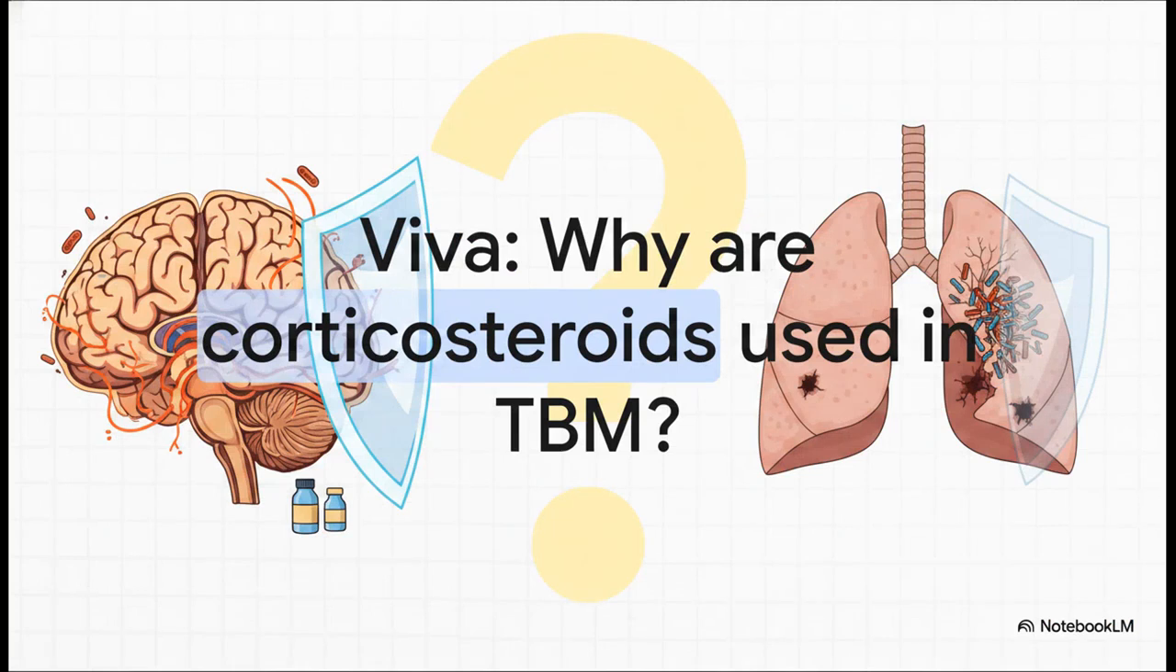Let's wrap up with a perfect Viva question that ties everything together. Why do we use steroids in TBM, but not in straightforward pulmonary TB? Here's your answer. In TBM, the real enemy isn't just the bug, it's the body's own over-the-top inflammatory reaction. The basal exudates, the vasculitis, that's what causes the brain damage. Steroids directly attack that inflammation.